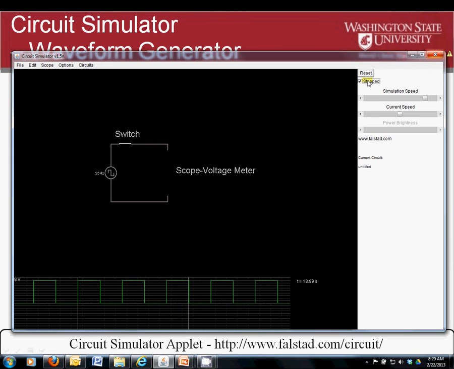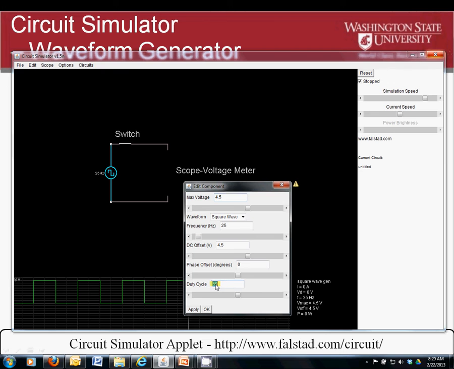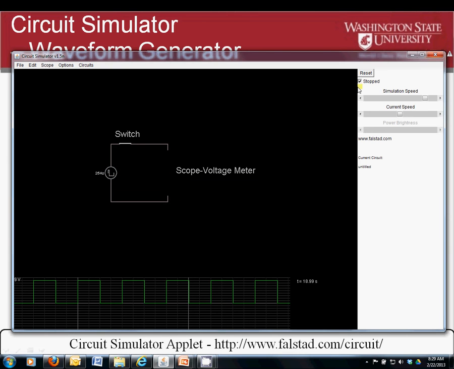Let's pause this and take a look at modifying the duty cycle of this one. So I'll right click on this, use the edit function, and rather than 50% duty cycle, let's go with a very short duty cycle of 10%. And now if we run this again, you can clearly see the 10% up and 90% down on this. Again, the pulse height is 9 volts and it's off for the remainder of the time. So on 10%, off 90%.